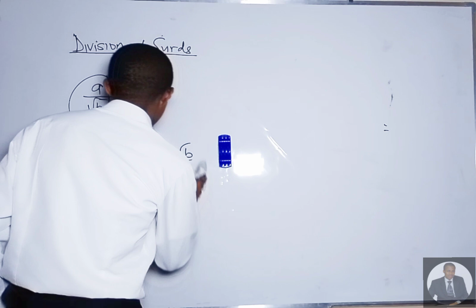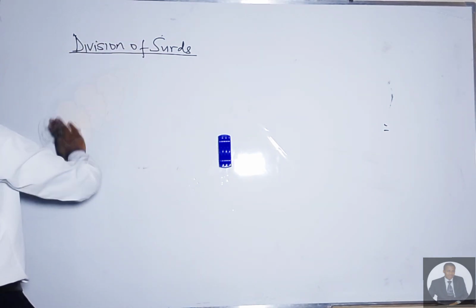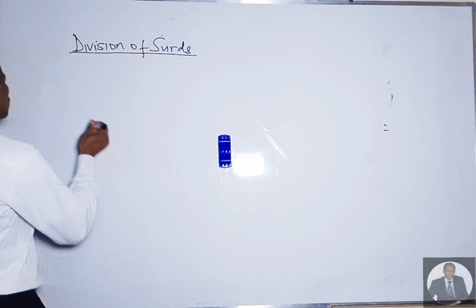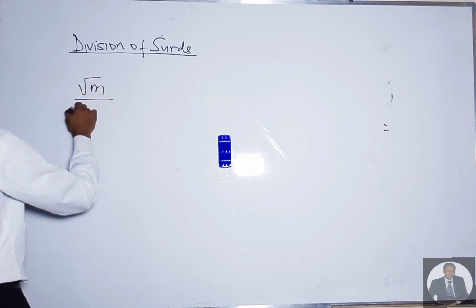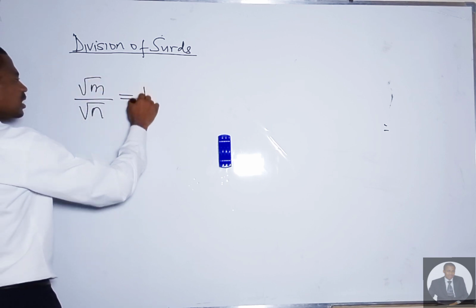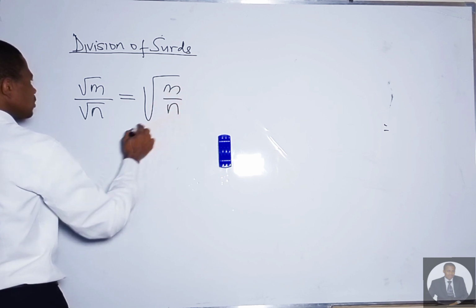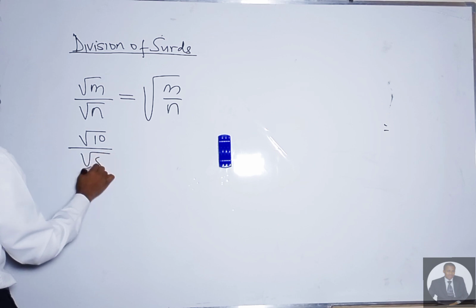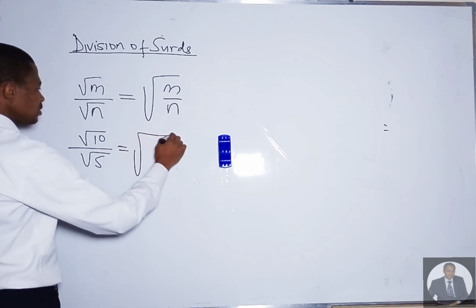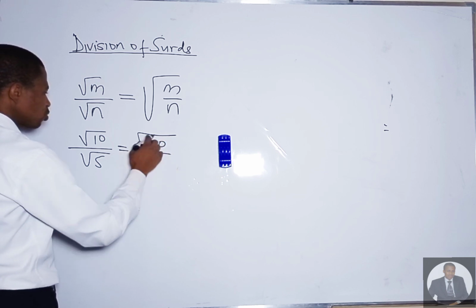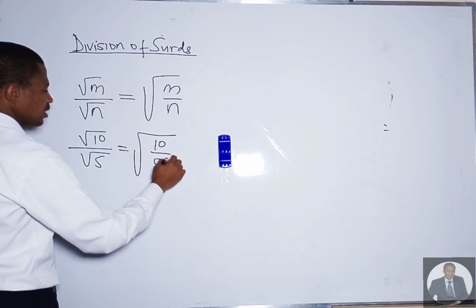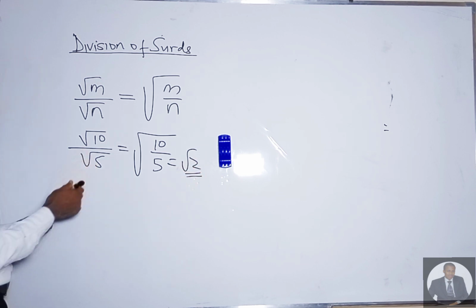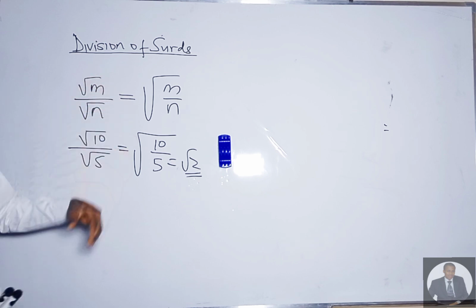Another law of division of surds is for us to know that root m over root n is the same as the square root of m over n. For instance, root 10 divided by root 5 is the same as the root of 10 divided by 5, and that will give us root 2. So these are the major laws that apply to division of surds.